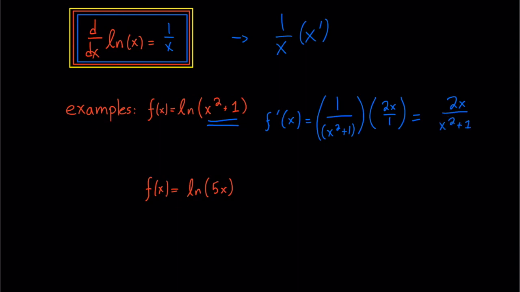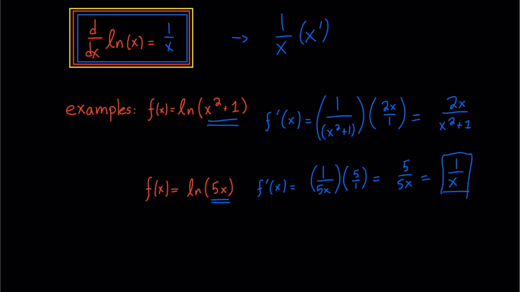Let's look at one more example. So we have f prime of x, 1 over the inside, which is 5x, multiplied by the derivative, which is 5, which becomes 5 over 5x. But be careful, this just becomes 1 over x. But do not be confused that you got it wrong, because it is truly 1 over x, even though it looks a lot like this.